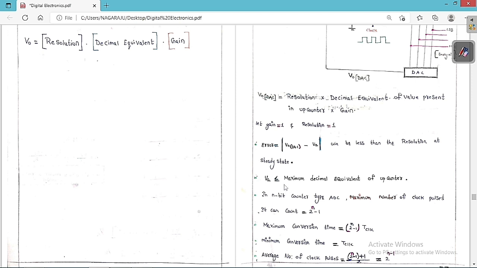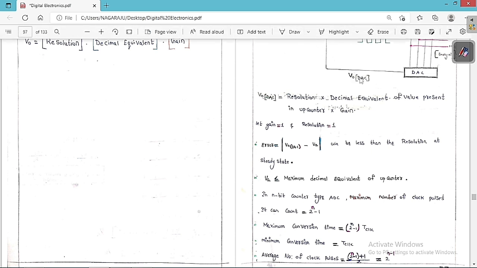Generally we can also see it like this: VA should always be less than or equal to V0 DAC. So what is the maximum value? The maximum value of V0 DAC should always be greater than VA. Here I have already assumed resolution is equal to 1 and gain is equal to 1, because of that reason V0 DAC is equal to the decimal equivalent of the value present in the up counter.